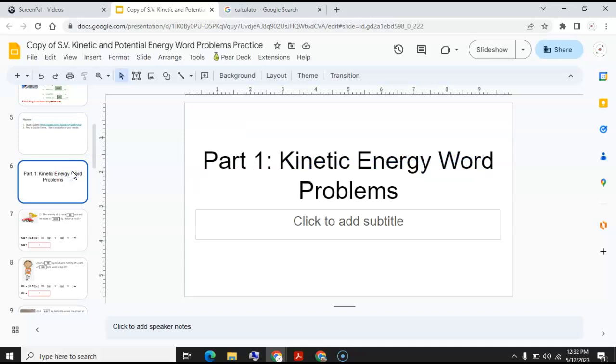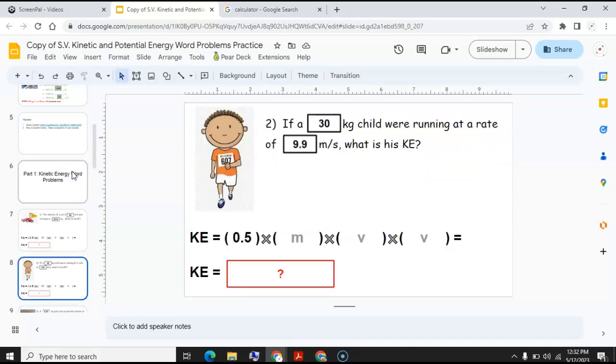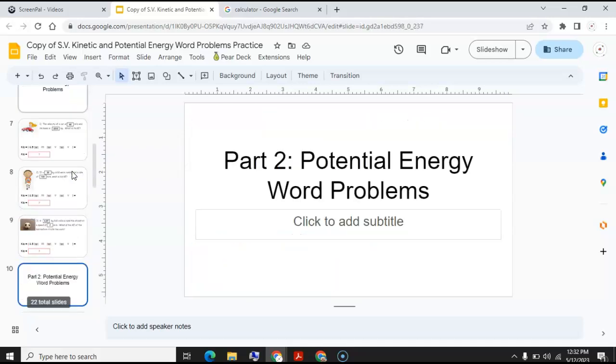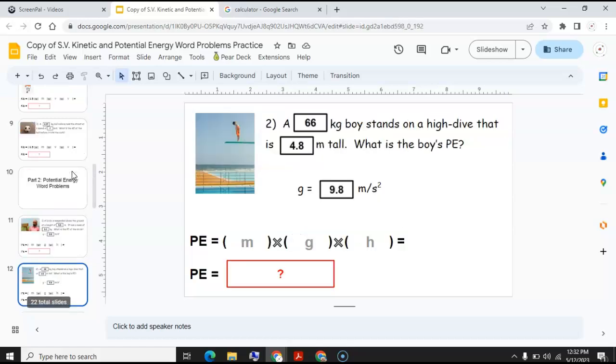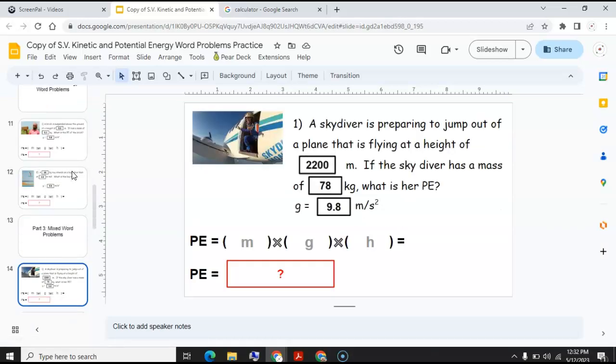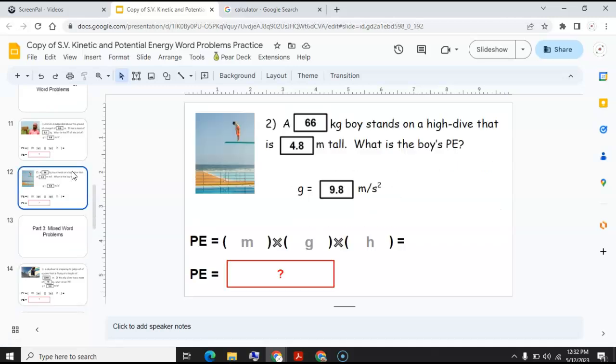This is broken down into three parts. Part 1 just has all kinetic energy problems. Part 2 has all potential energy problems. And part 3 is a mix, so this is where you're going to have to decide what you're doing.